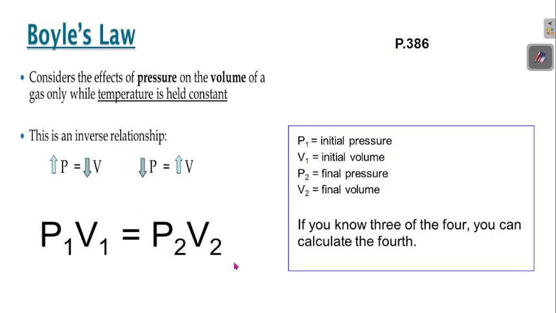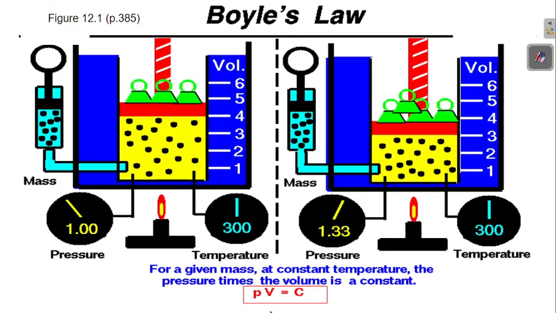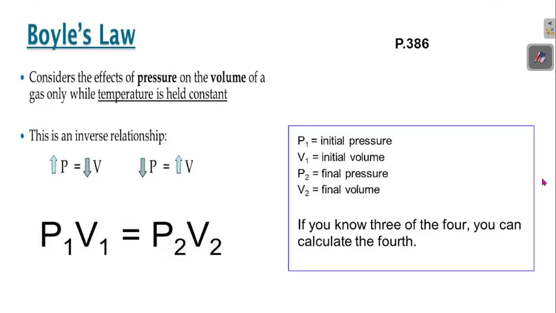So you can look at his law like this: pressure times volume equals a constant, or another way of saying the same thing is this: pressure 1 times volume 1 equals pressure 2 times volume 2. And this allows you to calculate whatever you're missing.